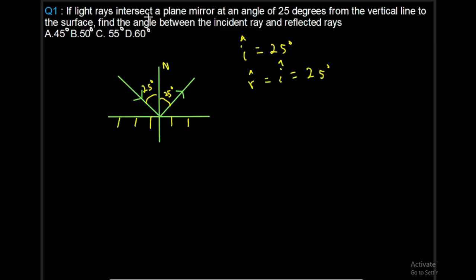So our question says find the angle between the incident ray and reflected ray. The angle formed between the incident ray and reflected ray is simply the sum of these two angles here. So simply add up 25 plus 25 and that will give us 50 degrees, which is option B.